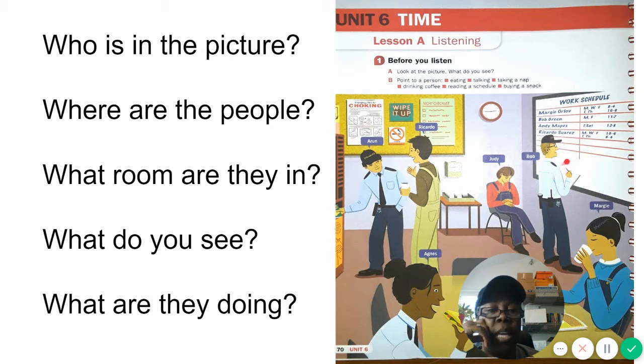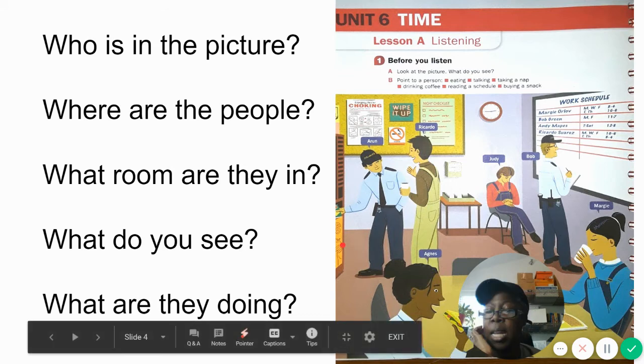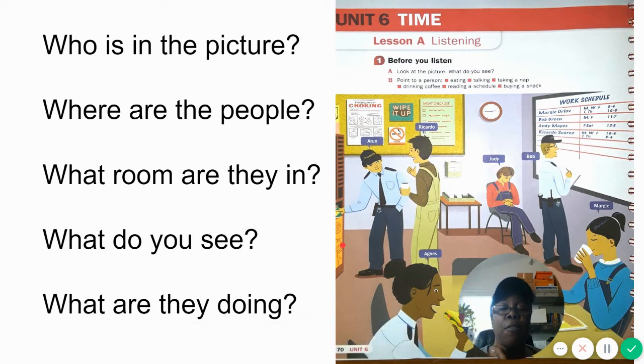Reading a schedule is Bob. He's looking at the work schedule. He's reading it. And who's buying a snack? Arun. This is a vending machine. You can't really see the whole machine in this picture, but if you have your student book, you should be able to see this picture. So Arun just bought a snack, right?